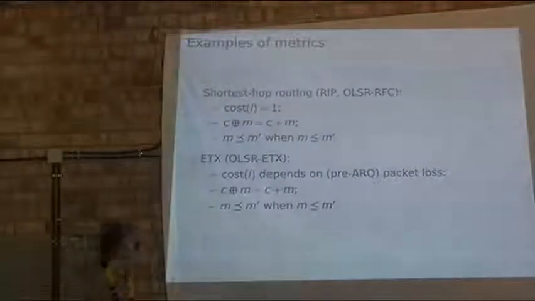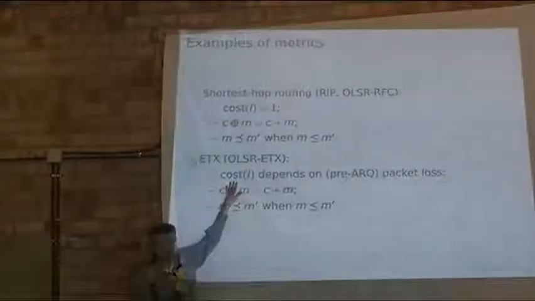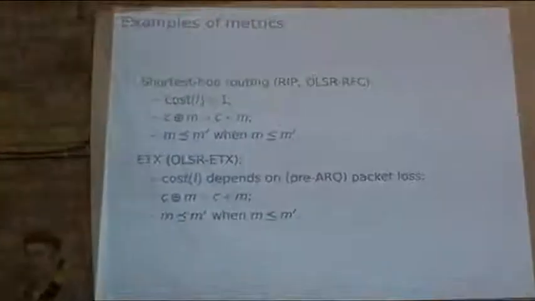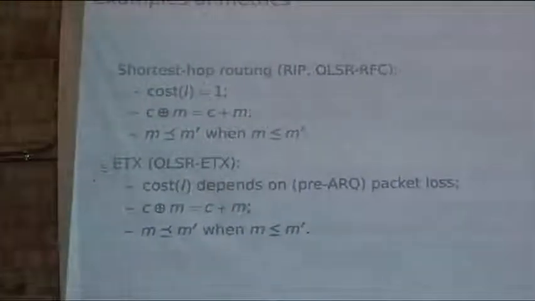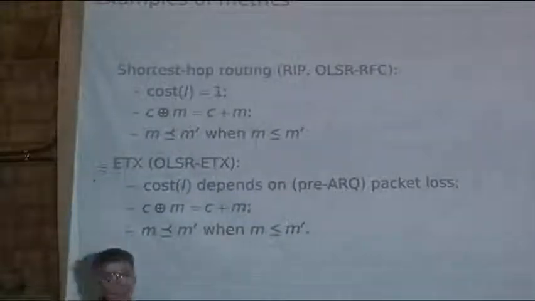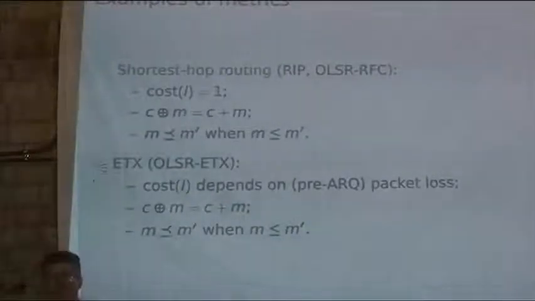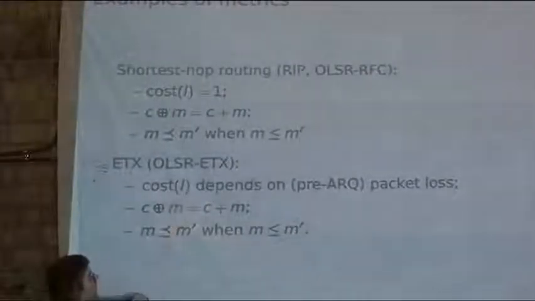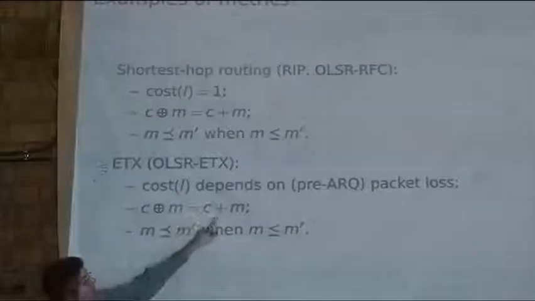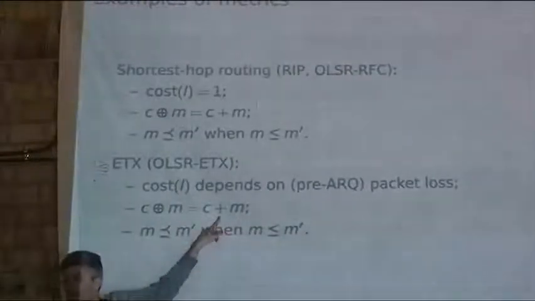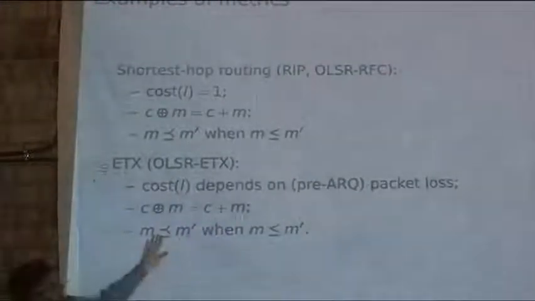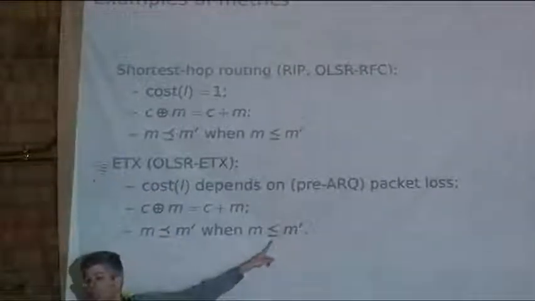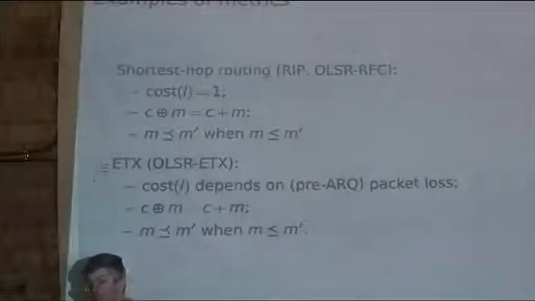ETX. In ETX, as used by OLSR in the ETX variant, the cost is some fairly reasonable and rather convincing formula that depends on packet loss. It's of no concern to us. It's something that increases when packet loss increases. These are numbers, and so addition is just addition, the usual addition of numbers. And the ordering is just the ordering on integers. Smaller is better.